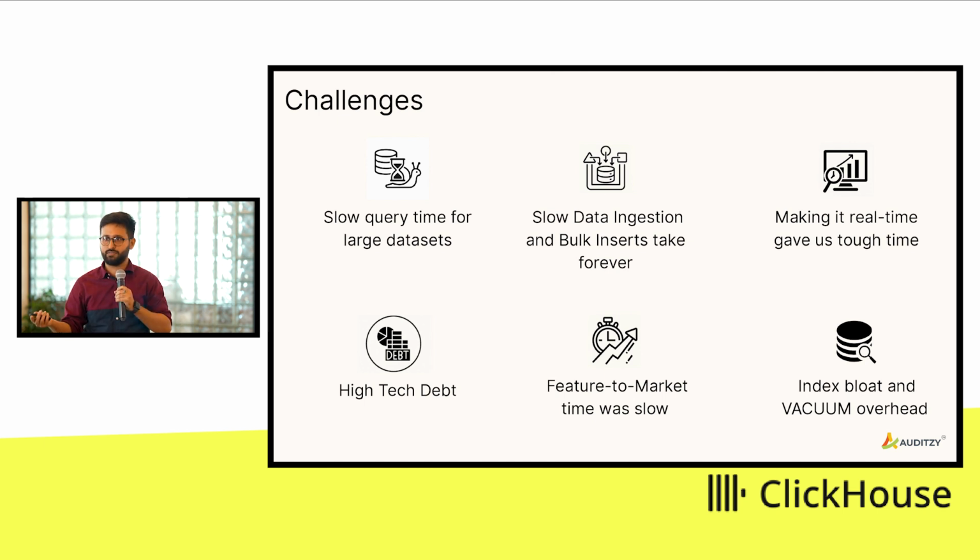Making the overall dashboard real-time also gave us a tough time. We had to cut corners, rely on caching mechanisms, partitioning, materialized views, and build our own custom aggregation system just to stay performant. Doing all those workarounds also brought us high technical debt, where we had to write a lot of code in order to maintain that performance. As we were evolving with time, PostgreSQL was not able to match up with the speed and flexibility that we needed. So our feature-to-market speed was also very slow, because every time we decided to build a new feature, it took longer test and dev cycles.